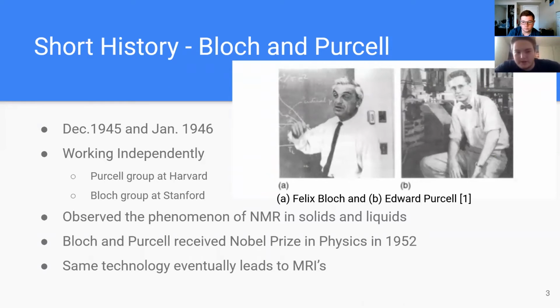And so we'll just walk through a short history of where NMR started. In December of 1945 and January 1946, this is the era where two independent groups were working on this idea of NMR on a very physical and basic level. There were two physicists: Felix Bloch, who was Swiss and working at Stanford, and Edward Purcell, an American physicist working at Harvard. Working independently, these guys were both able to figure out this phenomenon of NMR in solids and liquids, and they were able to observe it.